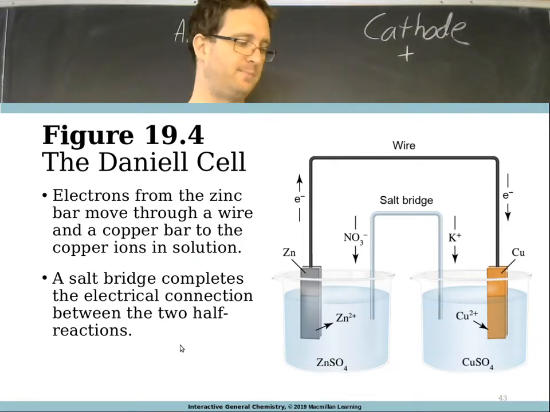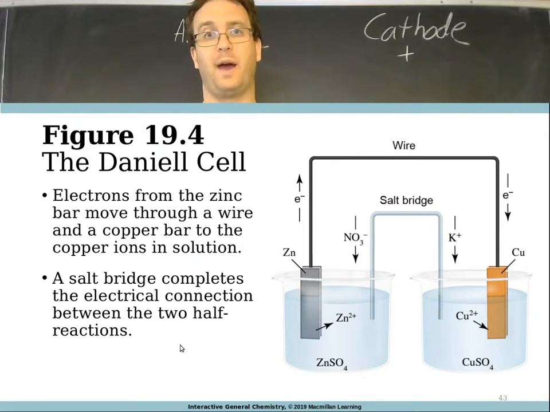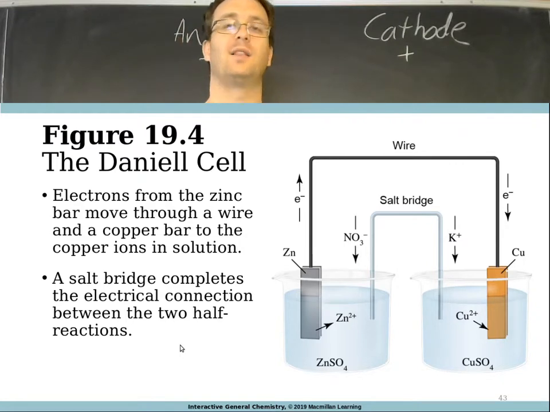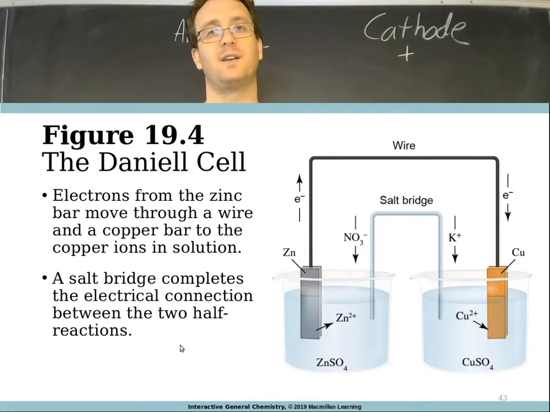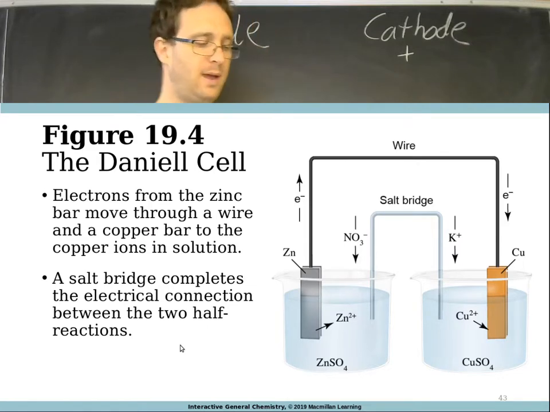But separating the two parts of the reaction serves multiple purposes. First of all, it allows us to force the electrons to travel through a wire. They cannot actually reach the copper 2+ ions unless they travel through the wire, because the two half cells have been physically separated from one another.